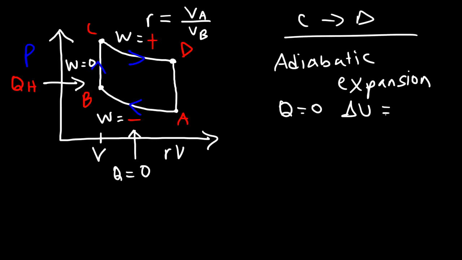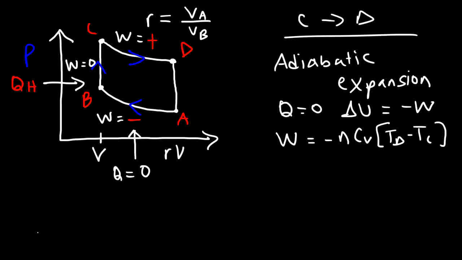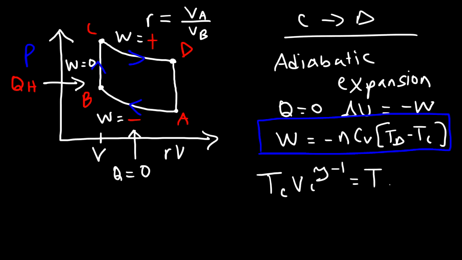And delta U, which is Q minus W, is going to be negative W. So W, which is negative delta U, is going to be negative nCv delta T. And so we're going from C to D, so that's going to be the temperature at D minus the temperature at point C. So that's how we can calculate the work for this step. Now we also have another expression: TC VC raised to the gamma minus 1 is equal to TD VD raised to the gamma minus 1 as we go from point C to point D.